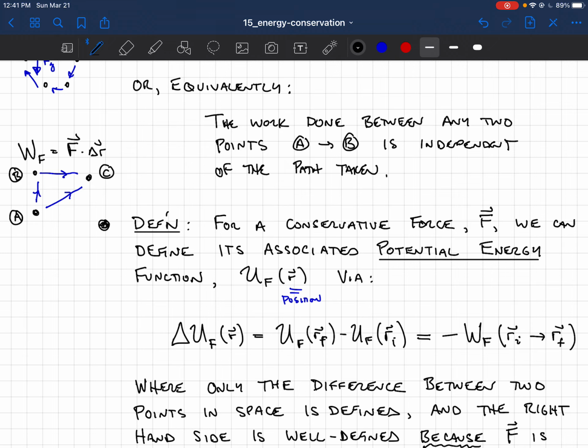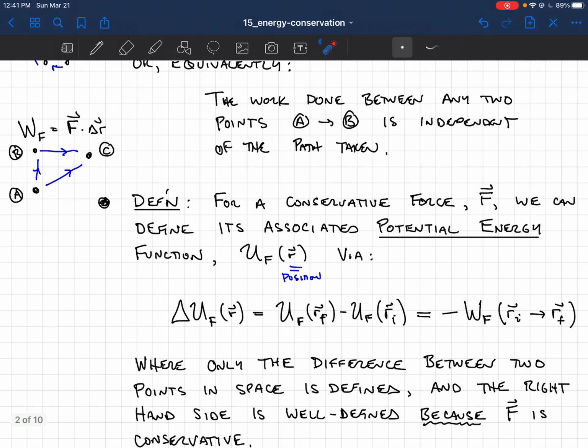So what does this have to do with conservative forces? Well, we said that a conservative force, it doesn't matter what the path is that you take as you go from one point to another. So on this right-hand side, you can see that it doesn't specify which path you take.